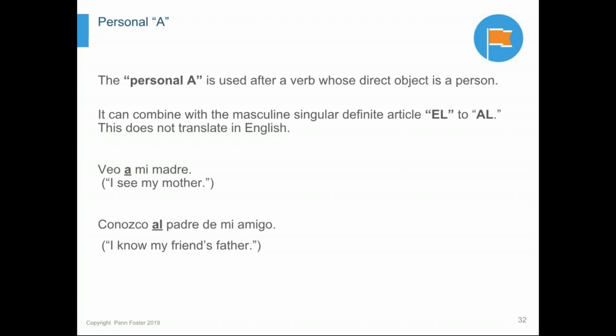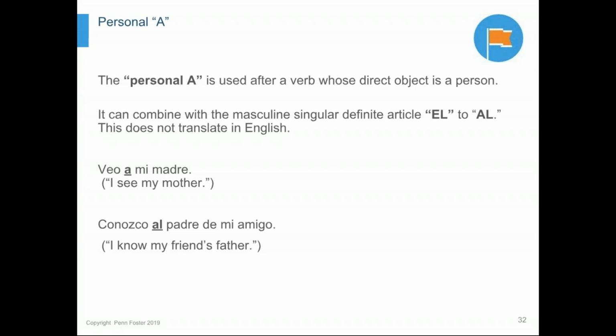Okay, so that's something to keep in mind. Even though it doesn't have a translation in English, it is absolutely necessary and required in Spanish. And then if the object happens to be a masculine singular person like padre in the second example, if you think about the word like the father, el padre, if I know the father of my friend, as we would say in English more commonly, my friend's father, then you have to contract a and el like we just talked about a couple slides back.